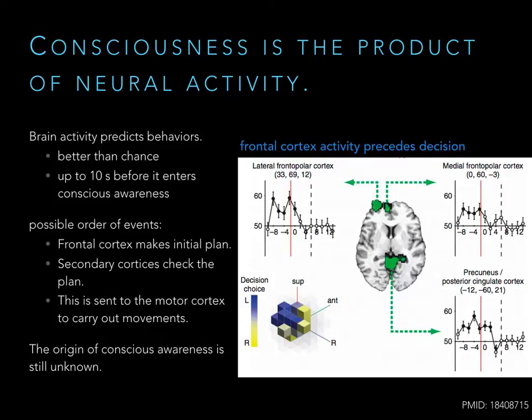Let's go back and have a look. At our secondary motor cortex there, you can see that it's becoming active before the conscious decision, but not as early as the frontal portions of the cortex. So then we send that information from our secondary cortex to the motor cortex to actually carry out the movement. So that's the general flow. The front kind of initiates the plan. Secondary cortices check it and then tell the primary motor cortex, press left or press right.